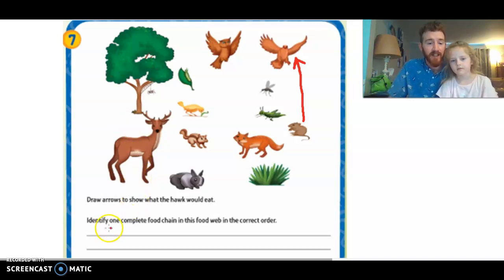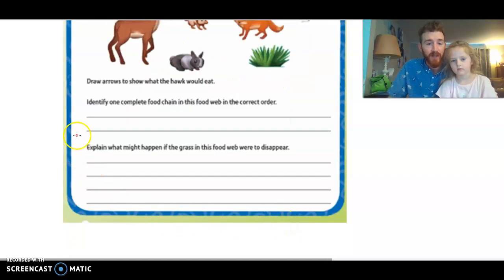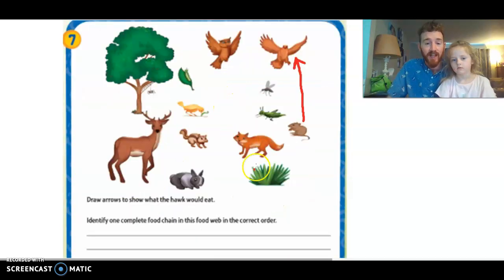Now, another thing it says, identify 1 complete food chain in this food web in the correct order, and they give you space to write it out. So what I want you to do is write that food chain in here. You can draw the lines and think, okay, I'm going to start with a producer. So here's some grass. Here's a tree that would be a producer.